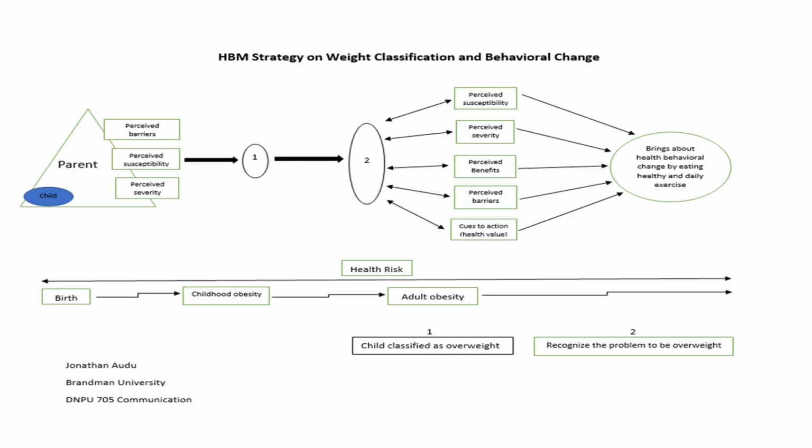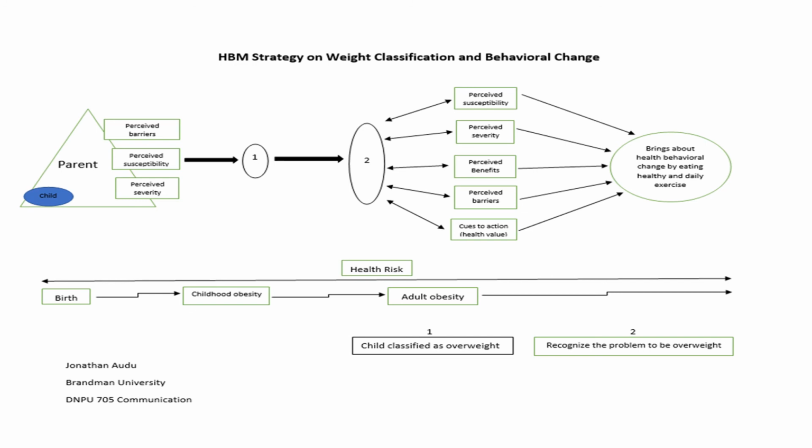This is an example of a multimedia approach on the health strategy using the health belief model on the weight classification. So, from the look, the child is under the care of the parents, and then using the perceived barrier, perceived susceptibility, and the severity of the situation, it is classified that the child is overweight, and then the situation is recognized as the problem being obesity.